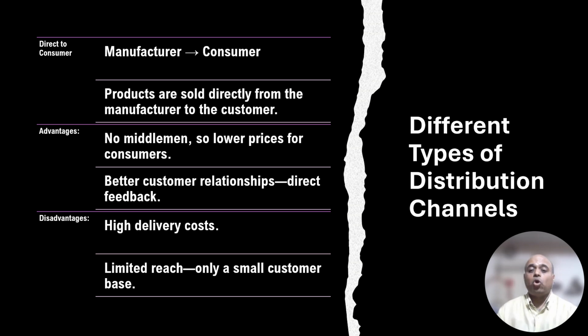Example, when you order a phone directly from Apple's website, it is sent to you without involving any middleman. This allows Apple to keep more profit and maintain control over the customer experience and get immediate feedback. Can you think of other companies that sell directly to customers online?